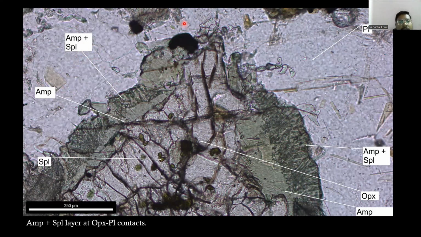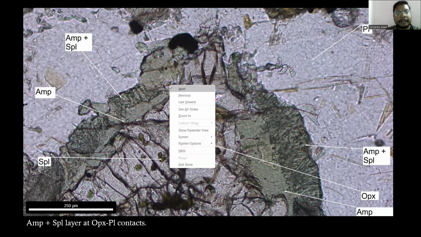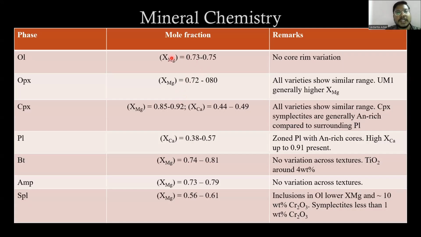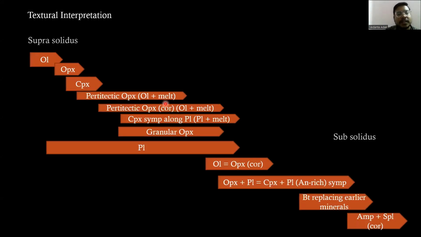Here you can see amphibole plus spinel layers forming, that is typical of corona texture, typical in metamorphic rocks that we are seeing, right? Compositionally, there is no difference between the OPX of any variety, nor of CPX, but plagioclase shows some variety: the granular aggregates within that plagioclase sometimes show a higher amount of XNa, right? Otherwise, we generally do not see any varieties.